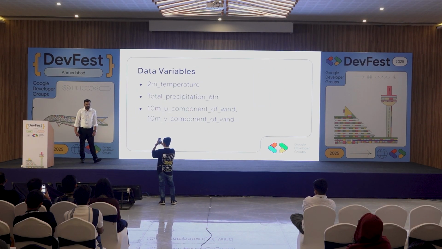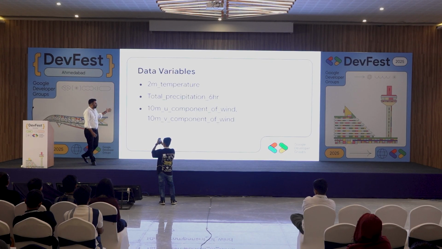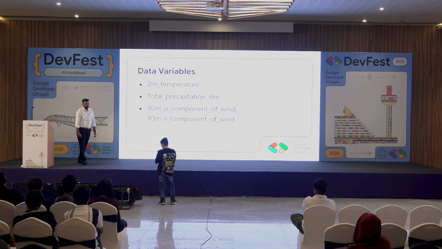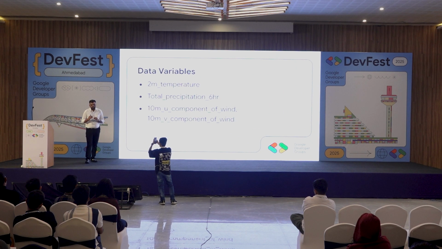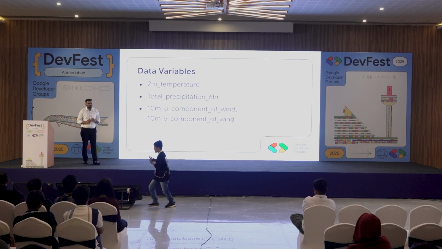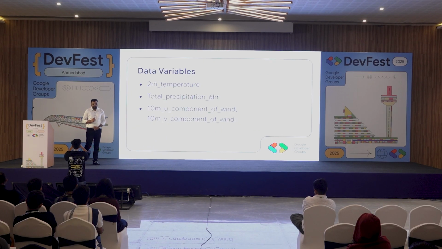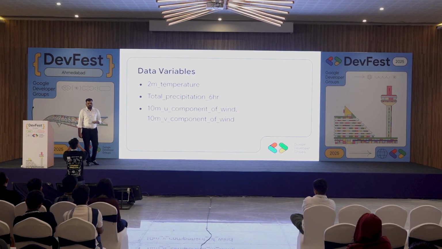Here, from those data, we are considering these 4 data variables. First, 2m temperature, which is the temperature above the surface level at 2 meters. Similarly for precipitation, it's accumulated over 6 hours. And wind direction, with U and V components at the 10 meter level.